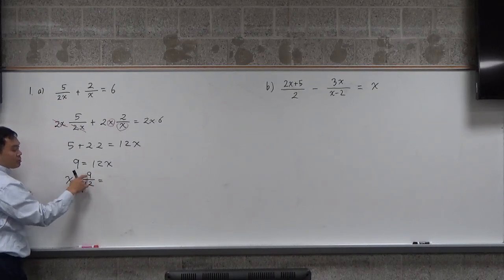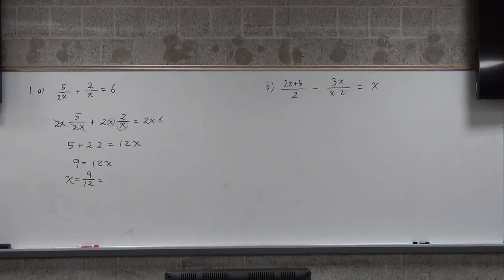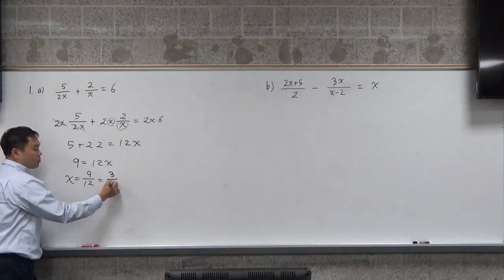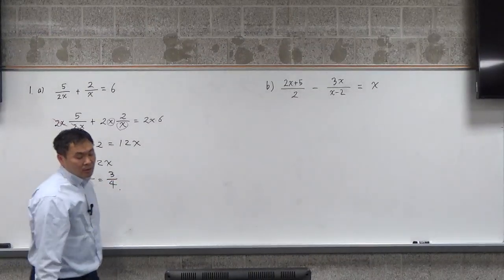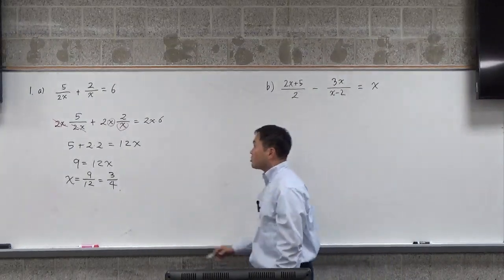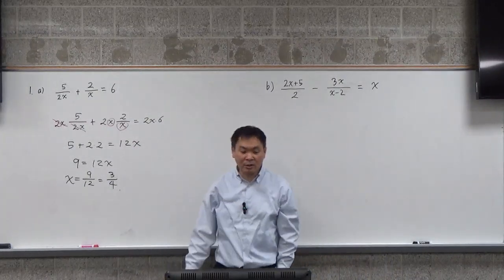Oh, but there's a common factor between 9 and 12. What's that? 3. You can divide top and bottom by 3. What do you get? 3 over 4. That's the final answer.